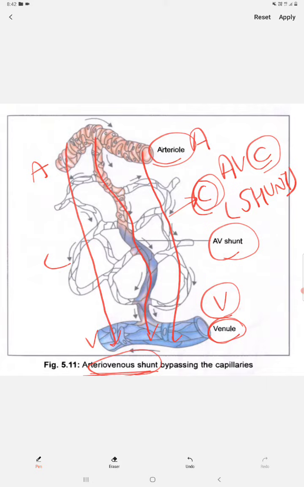But in some cases, like when the organ is at rest, then blood will pass directly from the arteriole to the venule. Blood will bypass the capillaries. It doesn't pass through the capillaries and flows directly from arteriole to venule. This is all about the anastomosis.